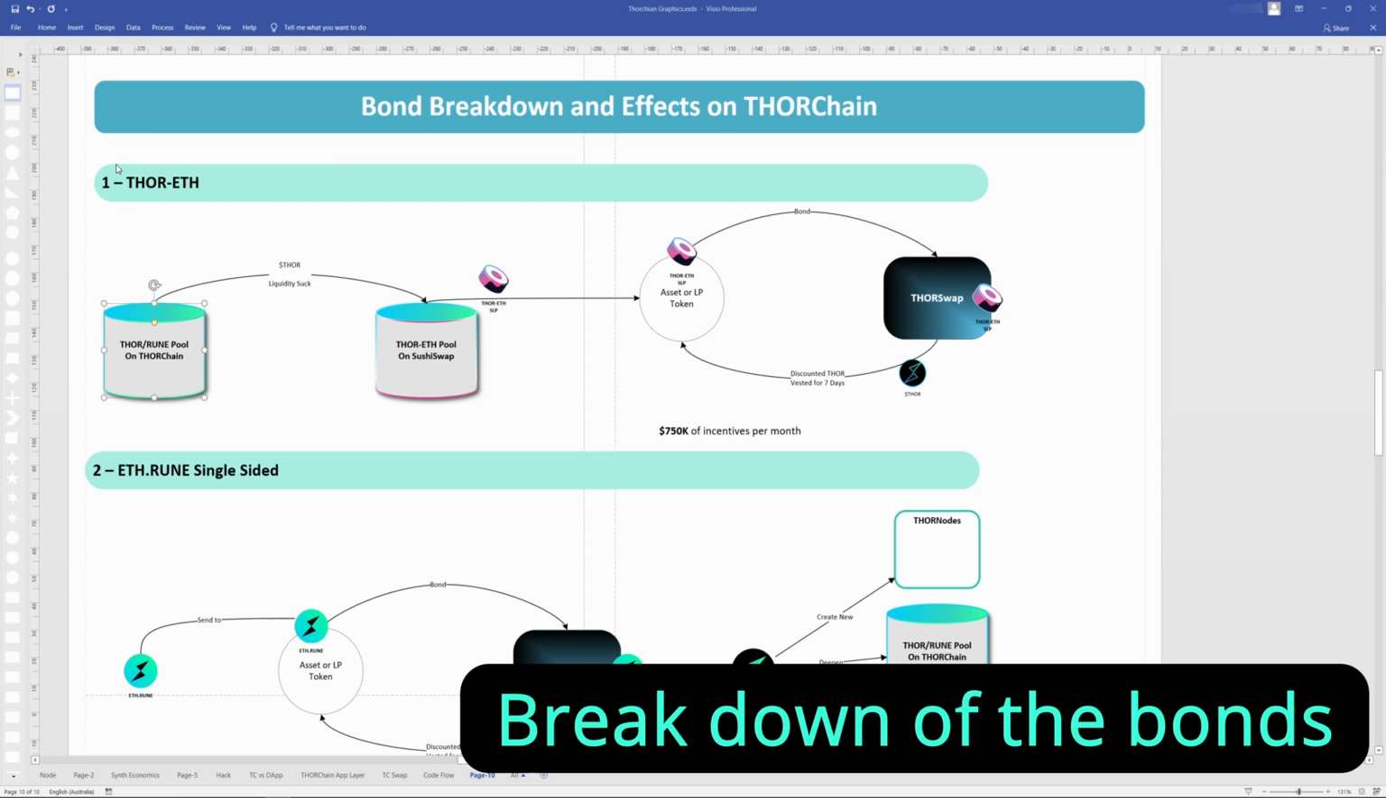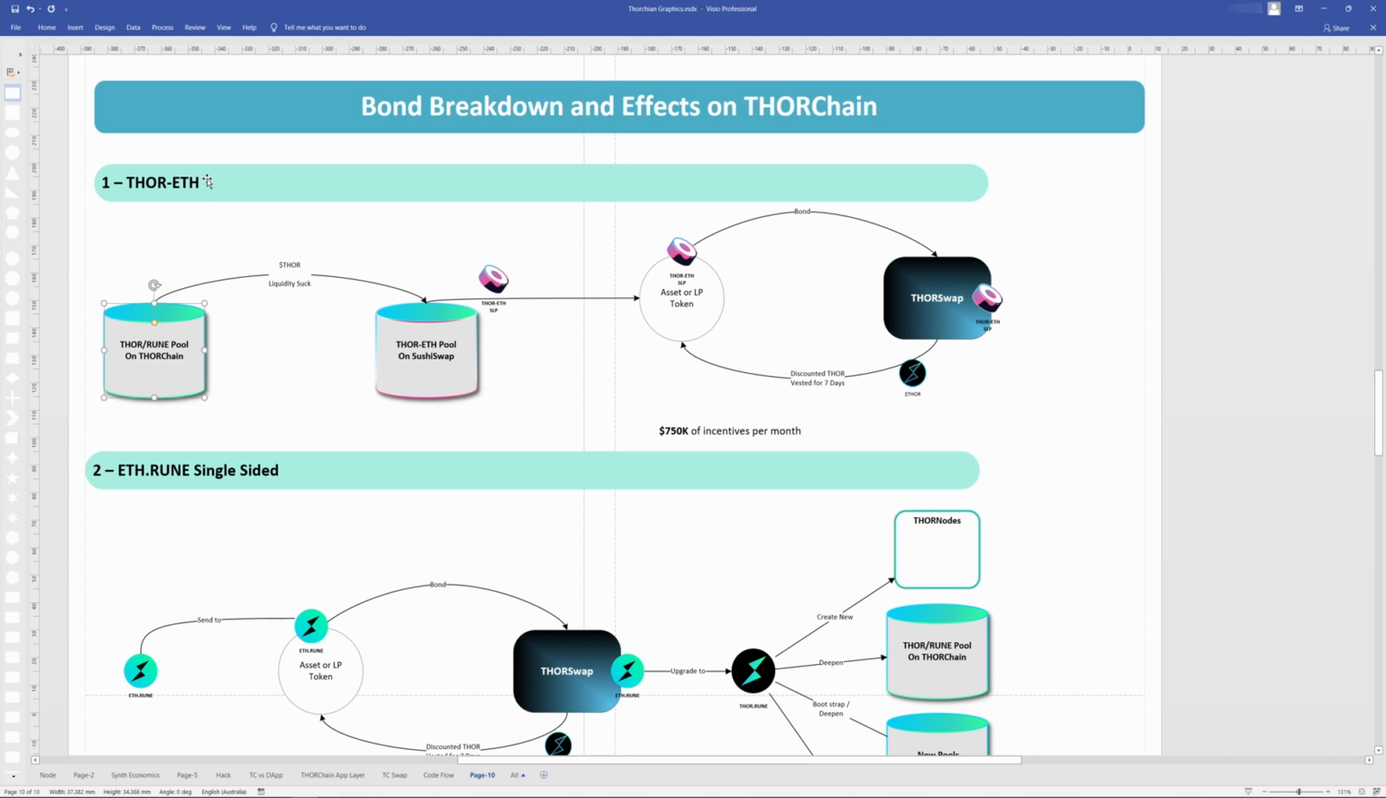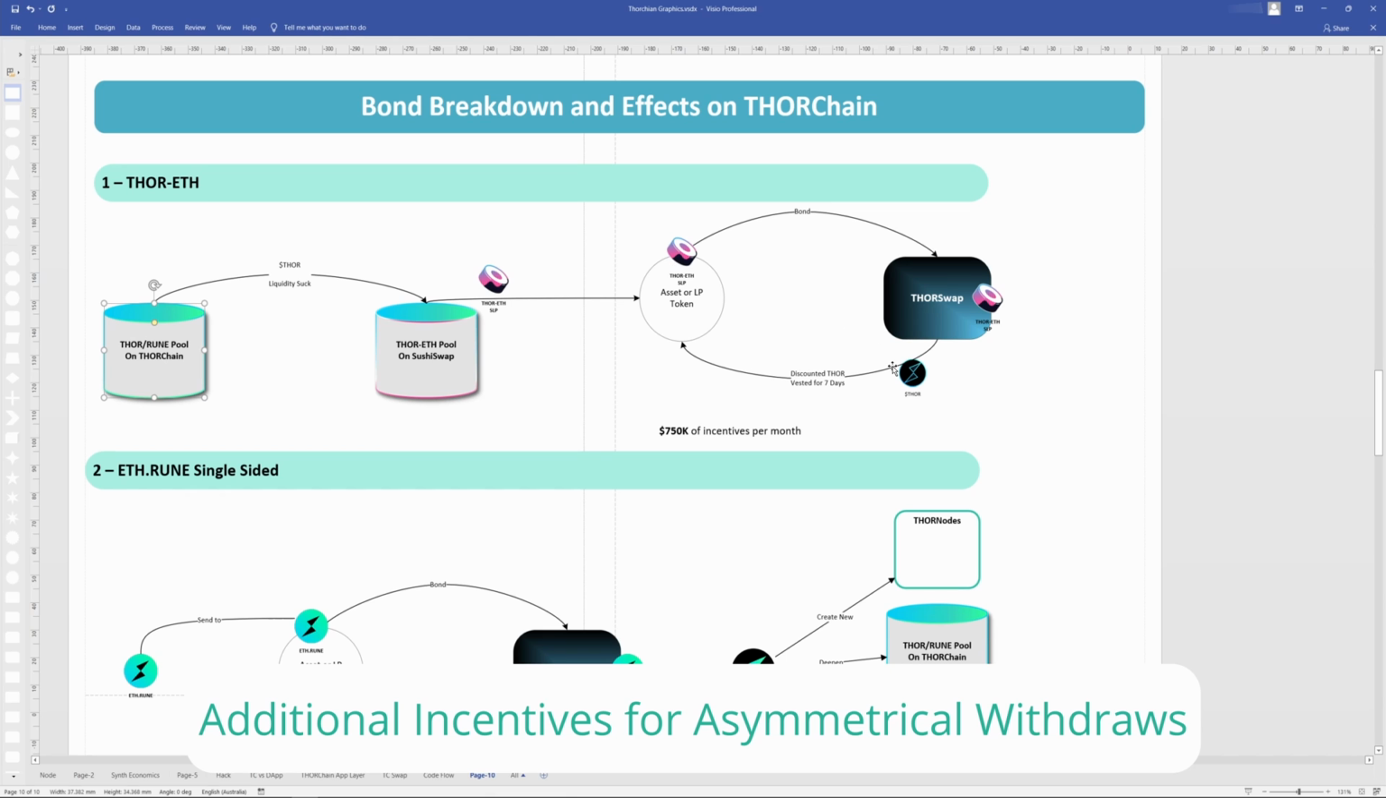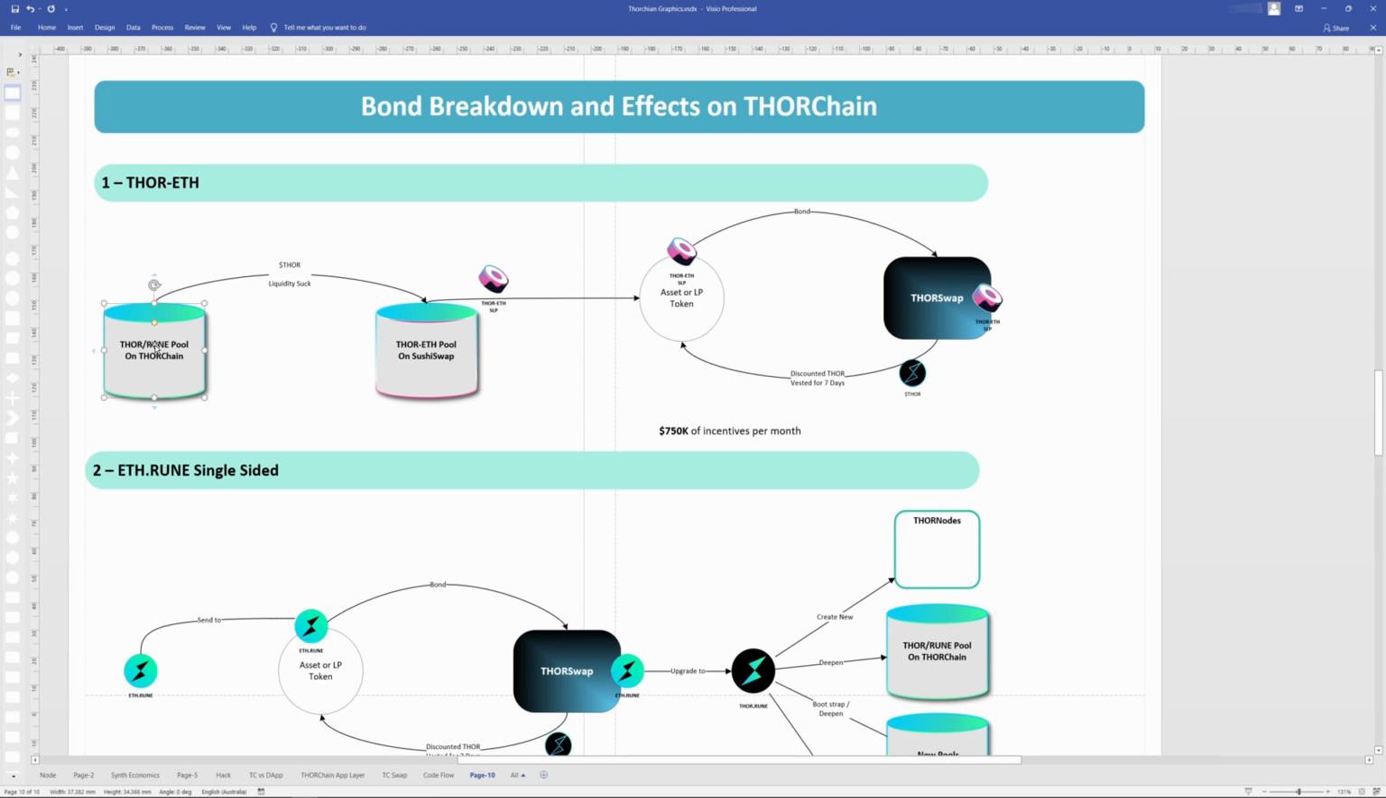So let's have a look at a breakdown of the 3 bonding mechanisms and how they work and what they will do. First we have the Thor ETH. Essentially, within SushiSwap, you take your Sushi Liquidity Pool token, your SLP here, and then you bond that in to get discounted Thor over a 7-day period. There's going to be $750,000 worth of incentives per month on this particular initiative. So it's essentially an arbitrage opportunity where you can get your Thor out of this pool at a market rate, bond it, and then get discounted Thor here. And that's going to incentivize the movement of liquidity, or this liquidity suck, from THORChain into Sushi. That's going to create additional volume and then reduce the total pooled within THORChain.